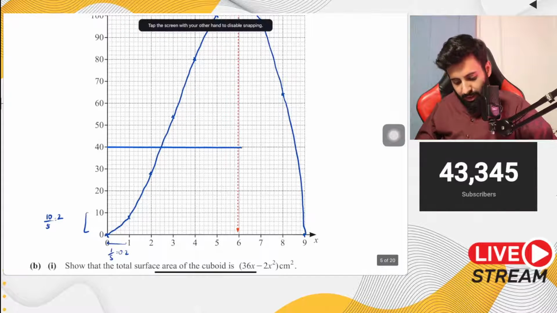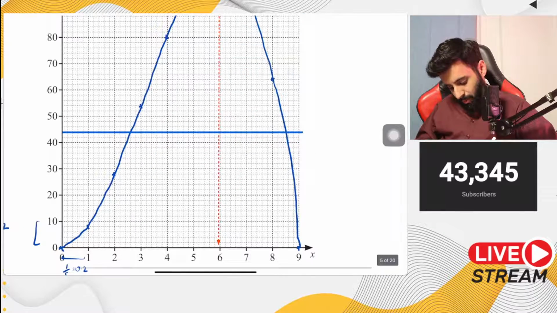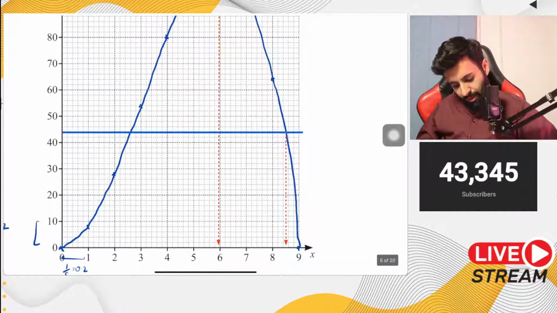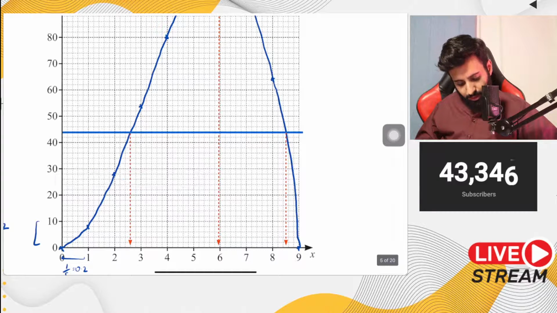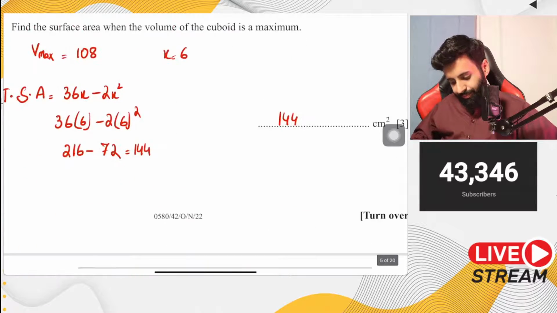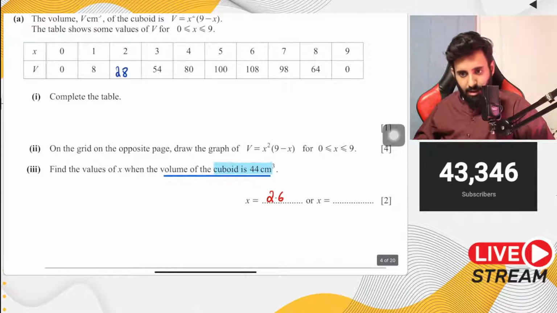So here's a horizontal line at 40, 42, 44. Now look at the values of x. One value that I can see is 8.5. The other value that I can see is 2.6. So 2.6 and 8.5. Here you go. Let's write that down. 2.6 and 8.5.